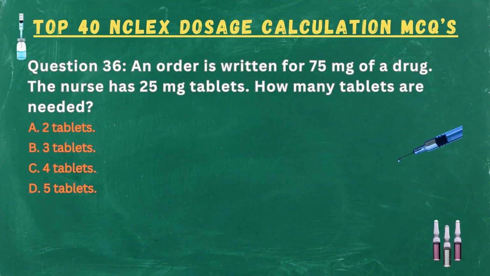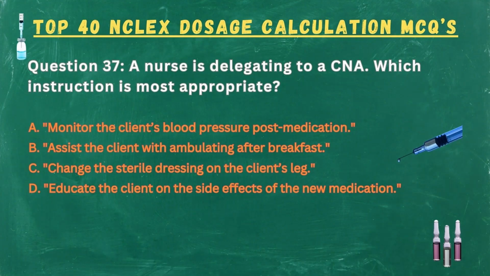Question 36. An order is written for 75 milligrams of a drug. The nurse has 25 milligrams tablets. How many tablets are needed? A. 2 tablets. B. 3 tablets. C. 4 tablets. D. 5 tablets. Answer: B. 3 tablets.